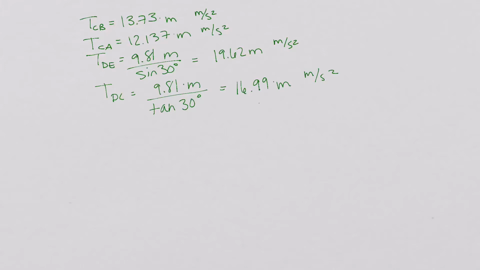We know that the largest one, what did it say? The cord system can support, so that no single cord develops a tension exceeding 400 newtons. So I'm just going to look through these. So this one's 13.73 times M, 12.13 times M, 19.6 times M, and 16.99. So the TDE is the maximum tension in the rope.